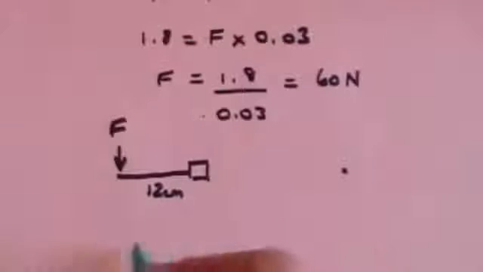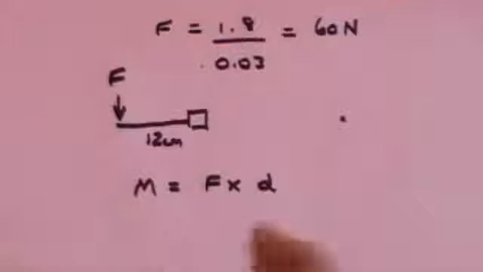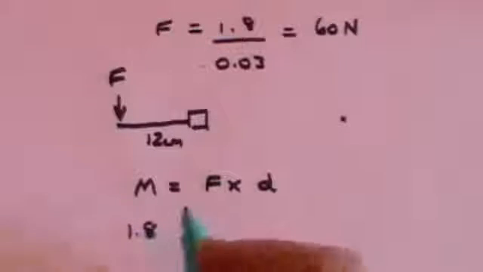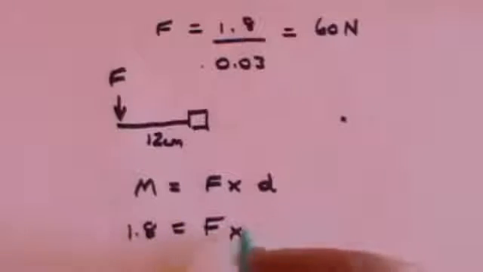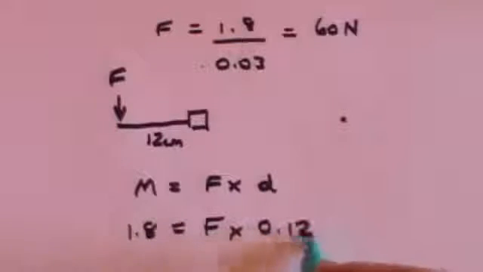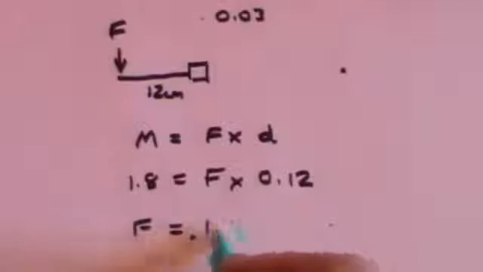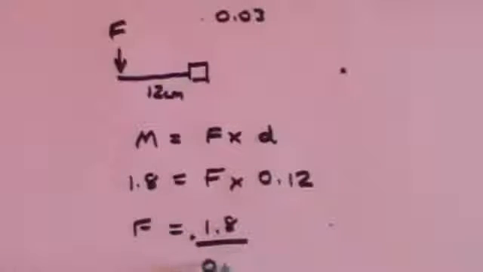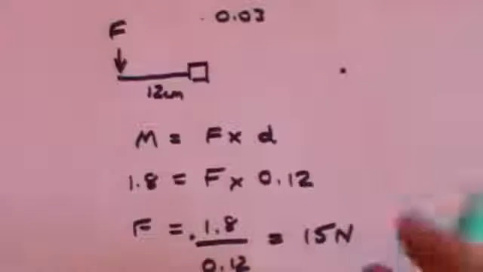Once again, the moment is equal to force times distance. The moment is still the same. I still need 1.8 Newton meters to undo the nut. That's going to be the force times the distance, but now the distance is 0.12 because it's a 12 centimeter length, and that means force is equal to 1.8 divided by 0.12, and that is 15 newtons.